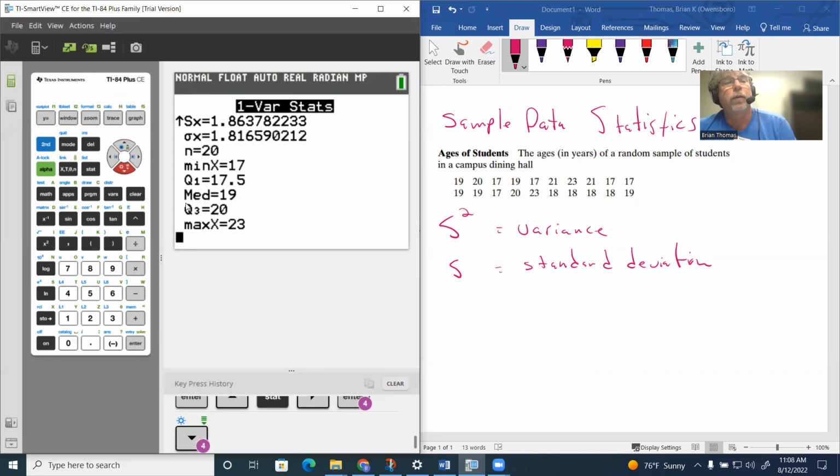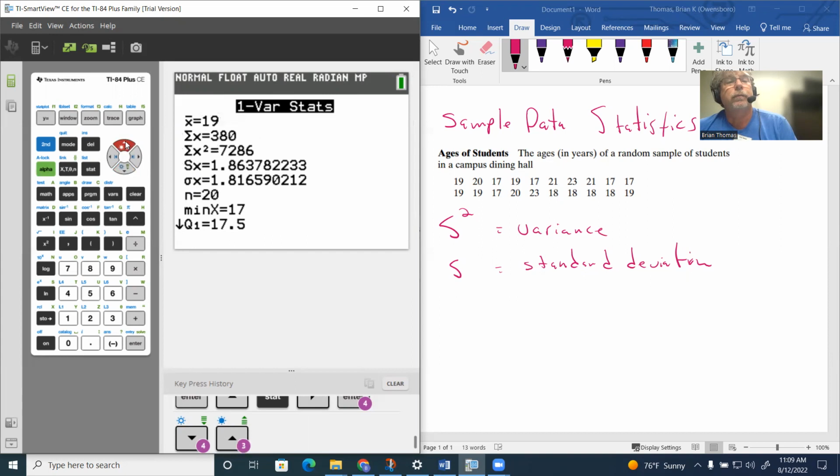Also notice that the min and max, if you subtract those, that's going to give you the range. Like 23 minus 17, wouldn't that be 6? So you can actually see the range is 6 there. That's the dispersion of the data. Not much of an age difference there. They're all about the same age. That makes sense if you're talking about students in a campus dining hall, that's typically what their ranges are going to be. So that doesn't look unusual.